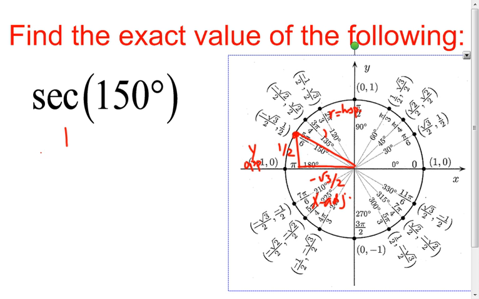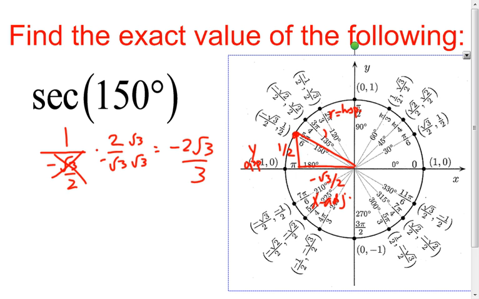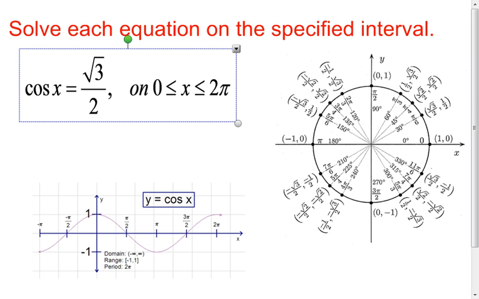So that would be 1 over negative square root of 3 over 2. And of course you can flip that to 2 over negative root 3. Can't have a radical in the denominator, so I multiply by root 3, and I would get negative 2 root 3 over 3. Okay? That should do it for that.